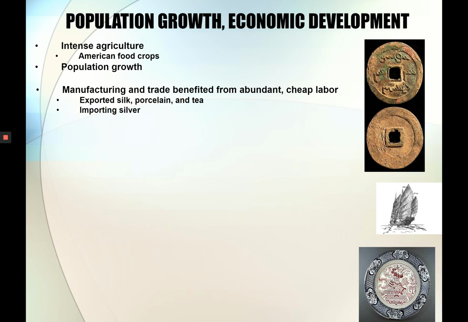And they imported tons of silver, especially from the Europeans. And so a lot of that silver coming out of the Americas made its way to China because that was really the only thing that they wanted that the Europeans had to offer.